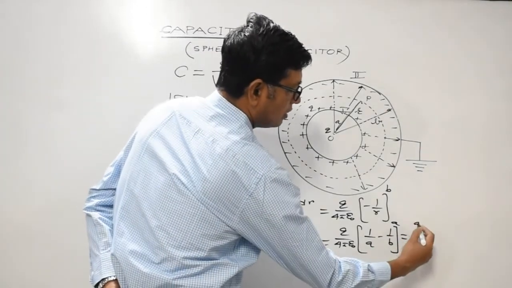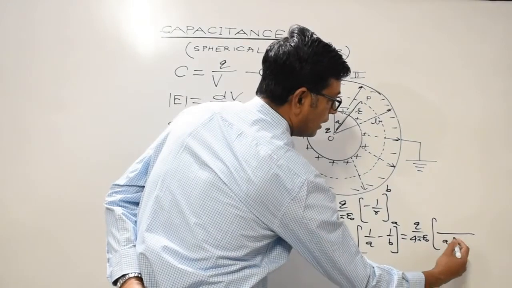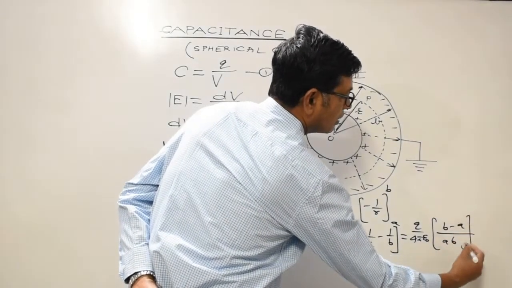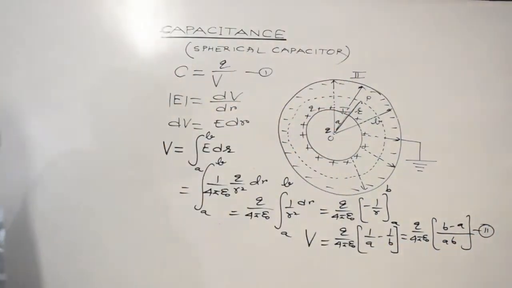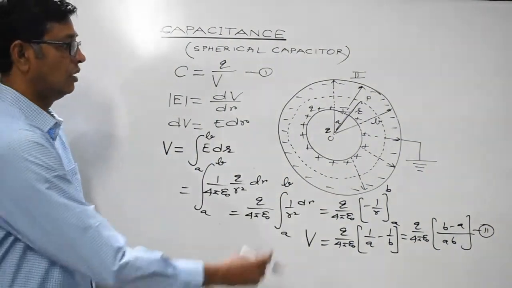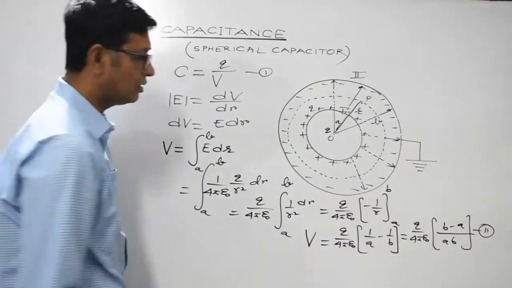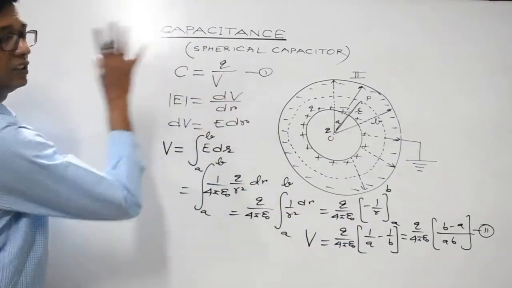That is Q over 4 pi epsilon, LCM would be AB and over here B minus A. Put this as equation number 2. So that is how the potential difference between these two shells can be easily found. Now the last step is to substitute this value of potential difference over here.